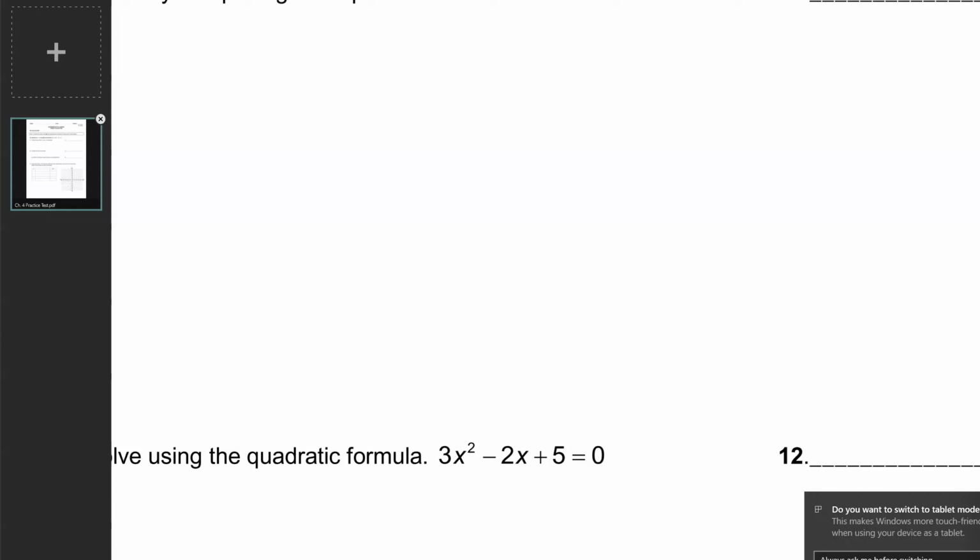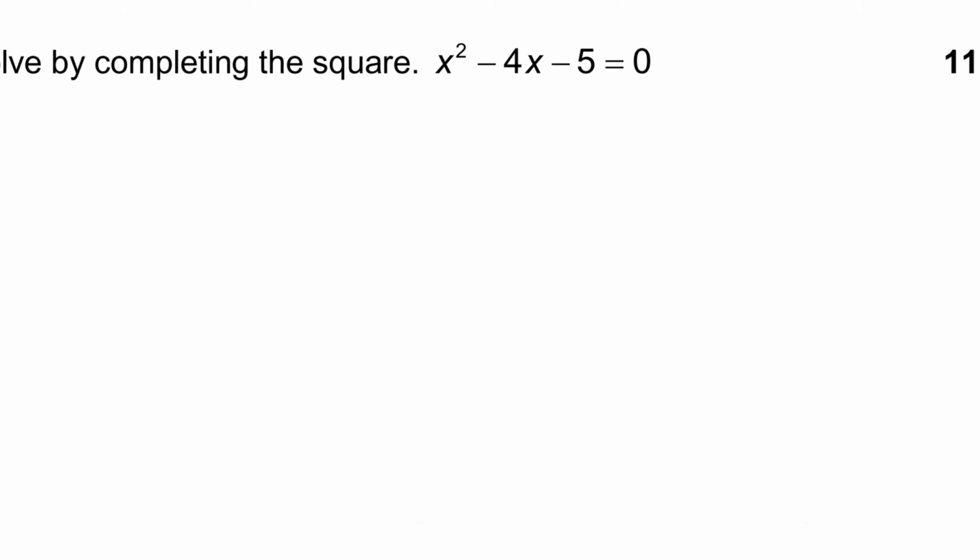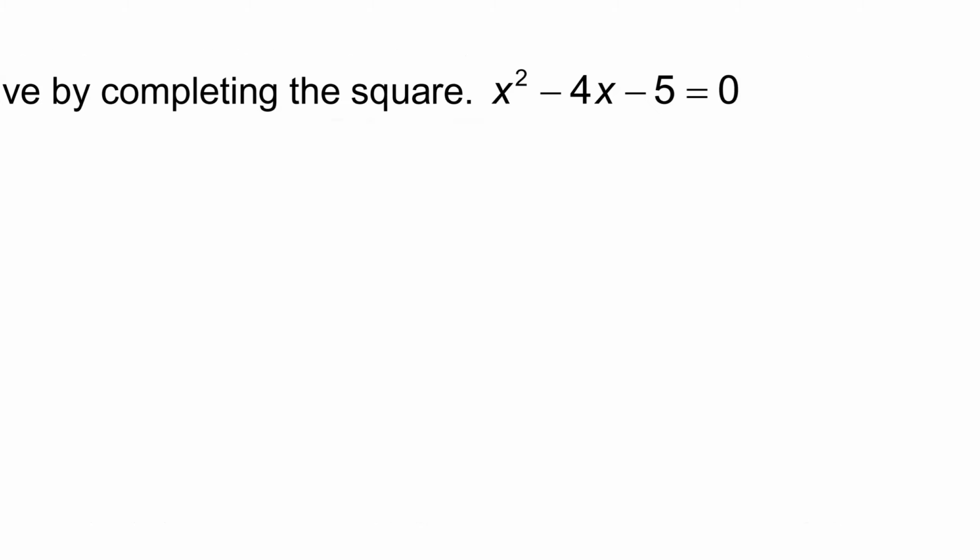So, solve by completing the square. The idea of completing the square is that we know a perfect square trinomial has two of the exact same factors. So, we want to make this into a perfect square trinomial.